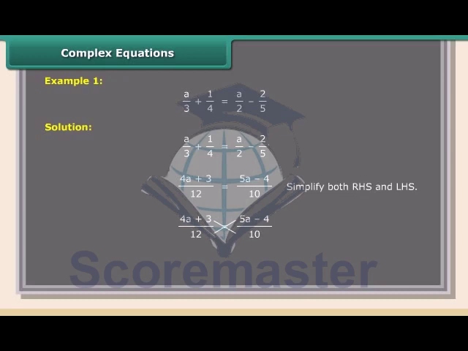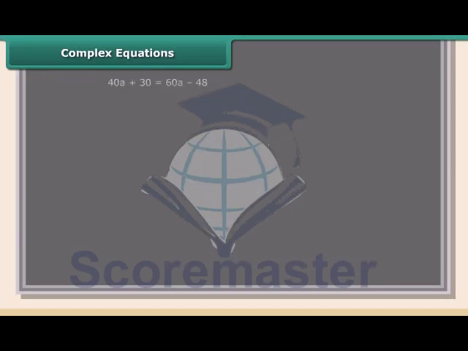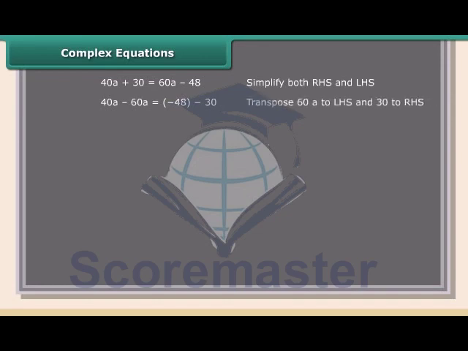(4a + 3)/12 = (5a - 4)/10. Use cross multiplication. 10 into (4a + 3) is equal to 12 into (5a - 4). 40a + 30 = 60a - 48. Simplify both RHS and LHS. 40a - 60a = -48 - 30. Transpose 60a to LHS and 30 to RHS.